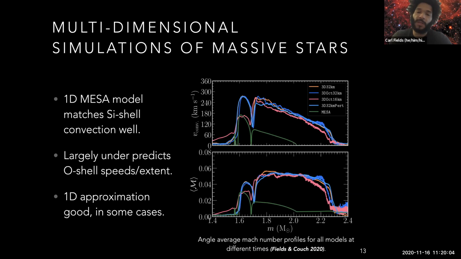The inner region is the silicon shell. This first curve around 1.6 solar masses is the silicon shell region. In some cases, you can get the MESA model to match the speeds and the Mach number inside the silicon shell region for a given combination of resolution or dimensionality. But in all cases, that second curved region, which corresponds to the oxygen shell region, is smaller. It doesn't go out as far in mass coordinates, so it has a smaller radial extent, and it also doesn't match the convective velocity speeds. It underpredicts them by a factor of 4 or so.